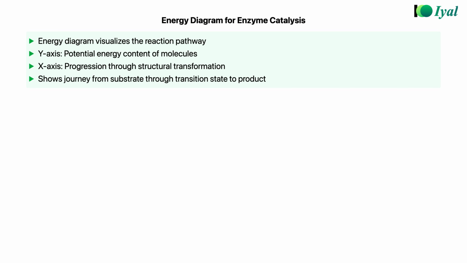Scientists visualize this with energy diagrams. On the y-axis, you plot potential energy. On the x-axis, you show the progression of the reaction, the substrate transforming into product. The diagram shows the energy level of the molecule as it transforms.